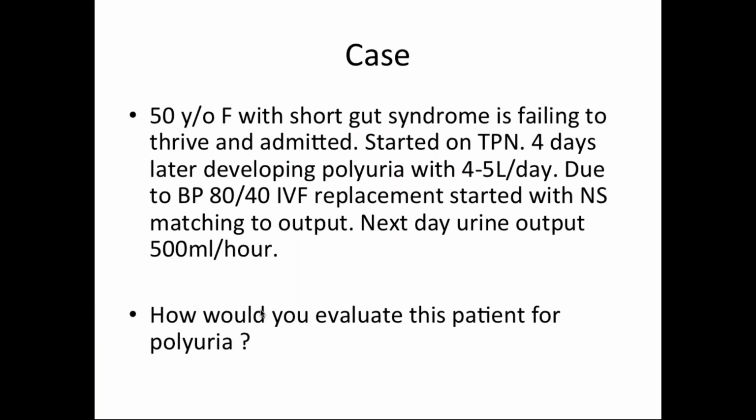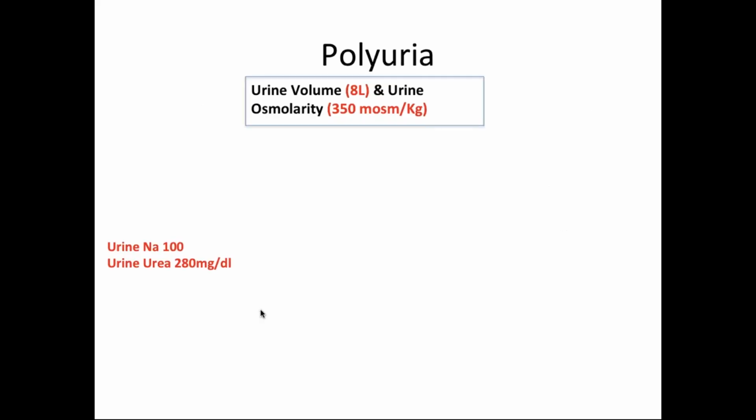She's failing to thrive at home, and so she's been admitted. She's started on total parenteral nutrition, and 4 days later, she starts developing polyuria with 4 to 5 liters per day output. Due to her blood pressure being 80 over 40, IV fluid replacement is started with normal saline, and they're matching her output. And the next day, her urine output has now increased to 500 ml per hour. So how would you evaluate this patient for polyuria?